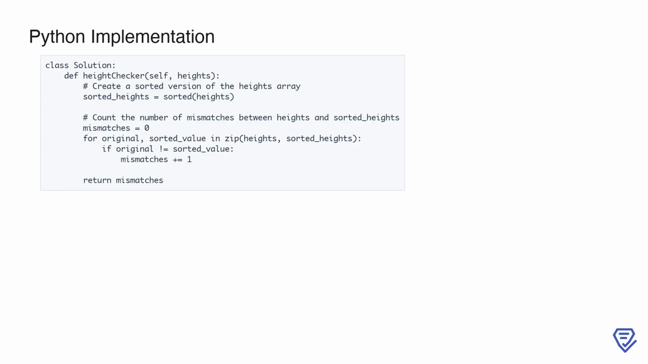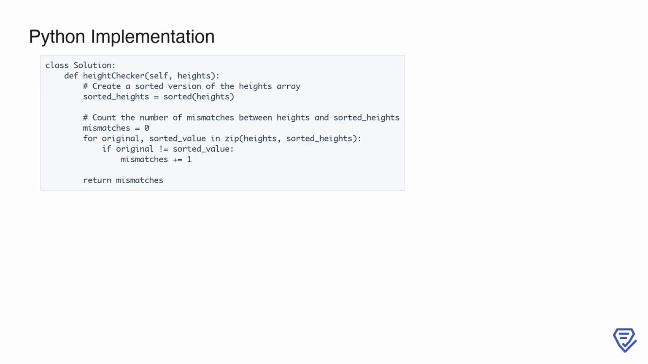Next, the code iterates over the original heights array and the sorted_heights array simultaneously using the zip function. For each pair of values, original from heights and sorted_value from sorted_heights, it checks if the two values are different. If there is a mismatch, it increments the mismatches counter. The counter mismatches keeps track of the number of students who are not in their correct positions. At the end, the function returns the total count of mismatches as the result.